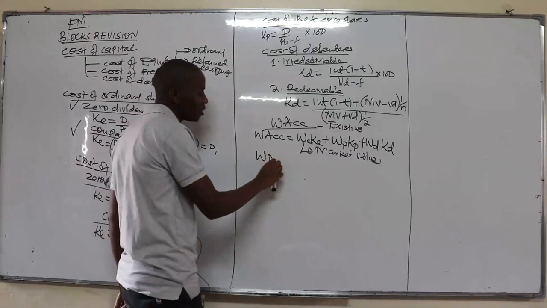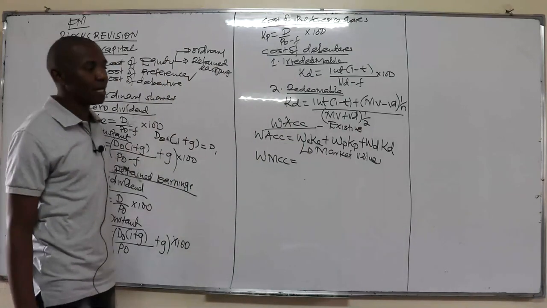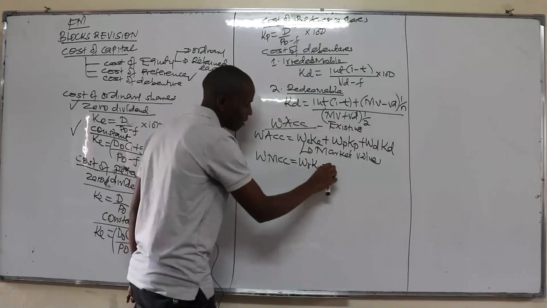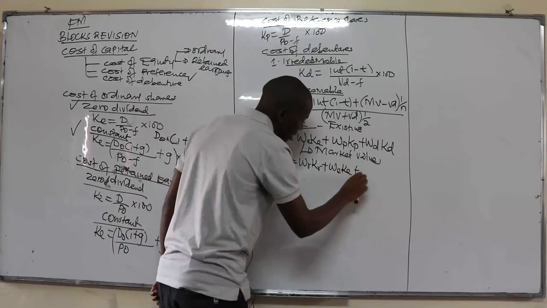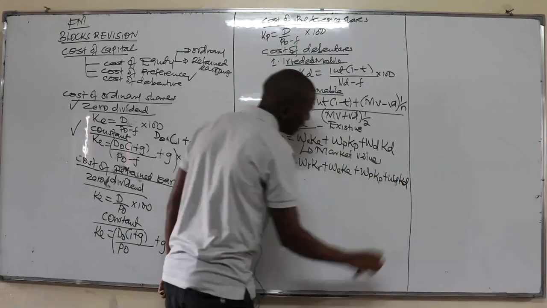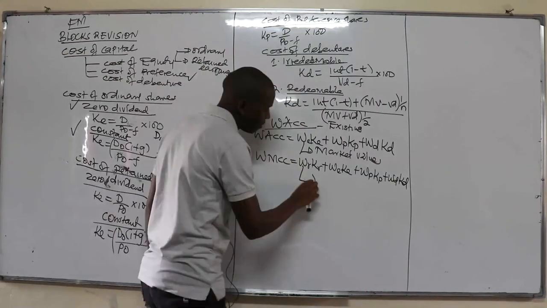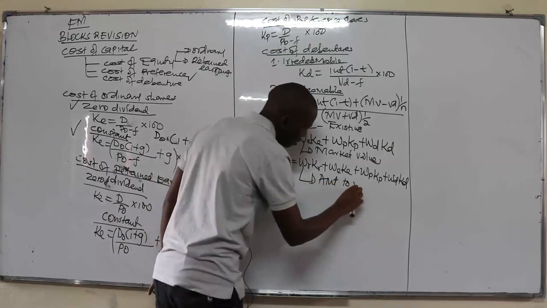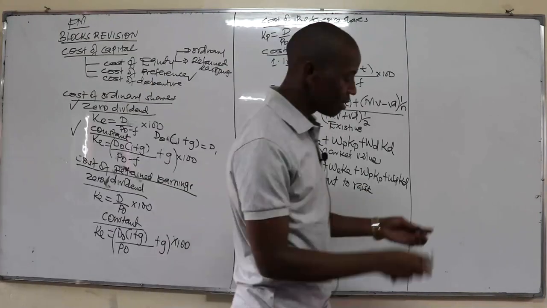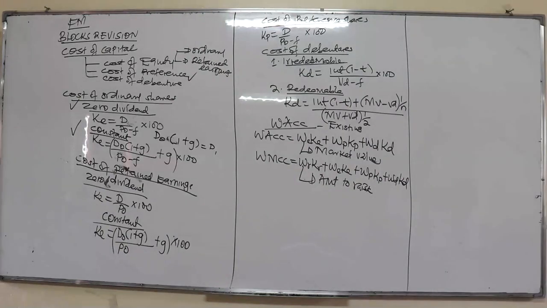Then we have what we call the WMCC. WMCC in this case is normally used when evaluating new projects. And therefore, in this case, it will be WrKr, WeKe, WpKp, and then WdKd. In this case, you normally include the retained earnings, because what you normally use is just the amount to raise. So that is what you need to understand on the area of WACC and WMCC.